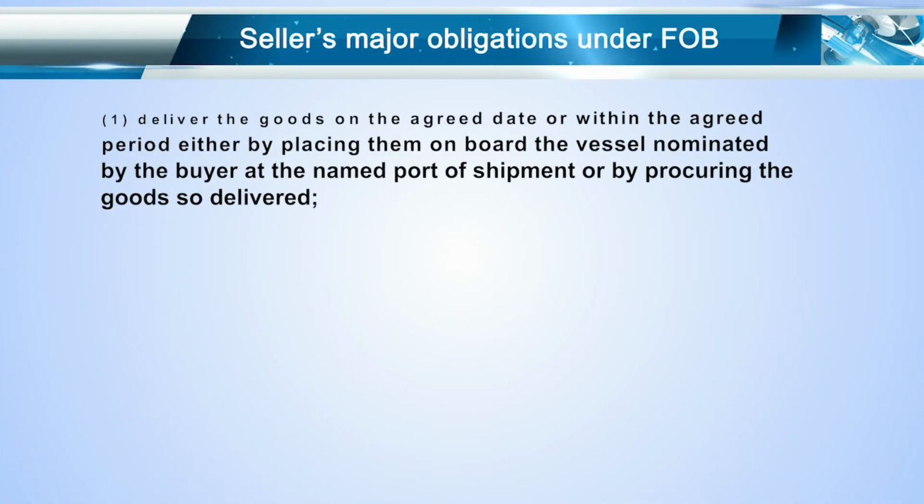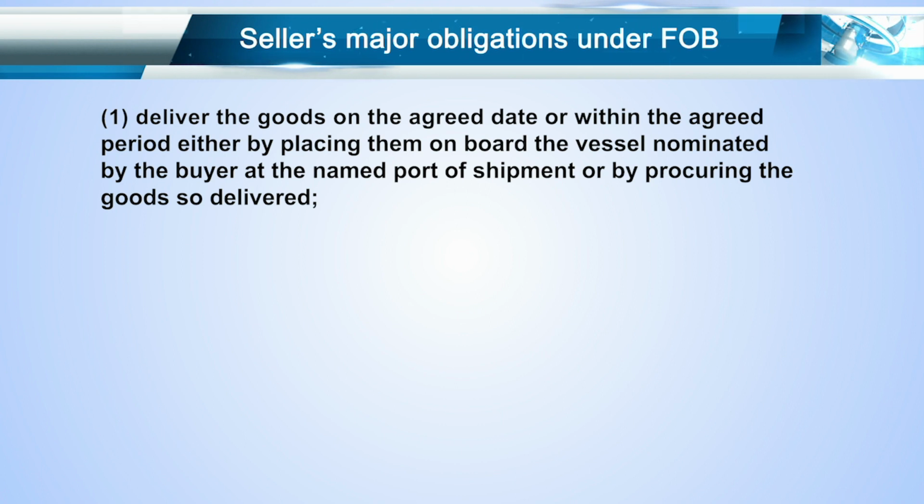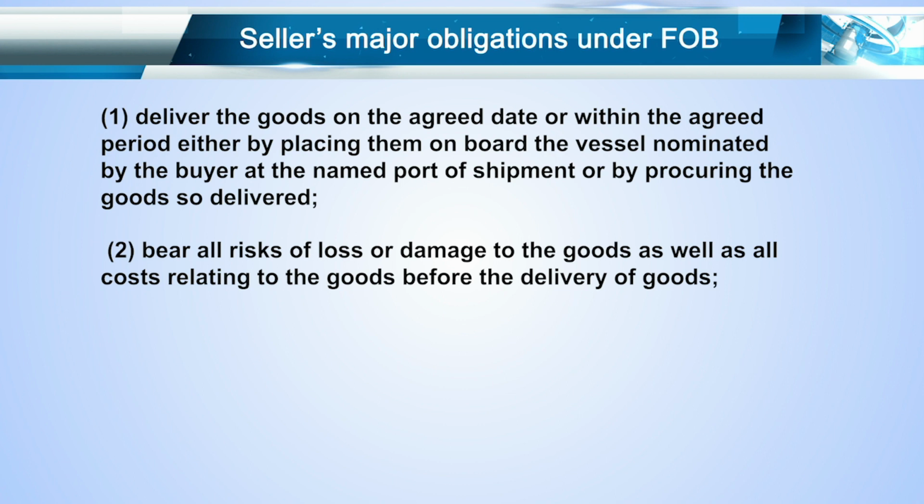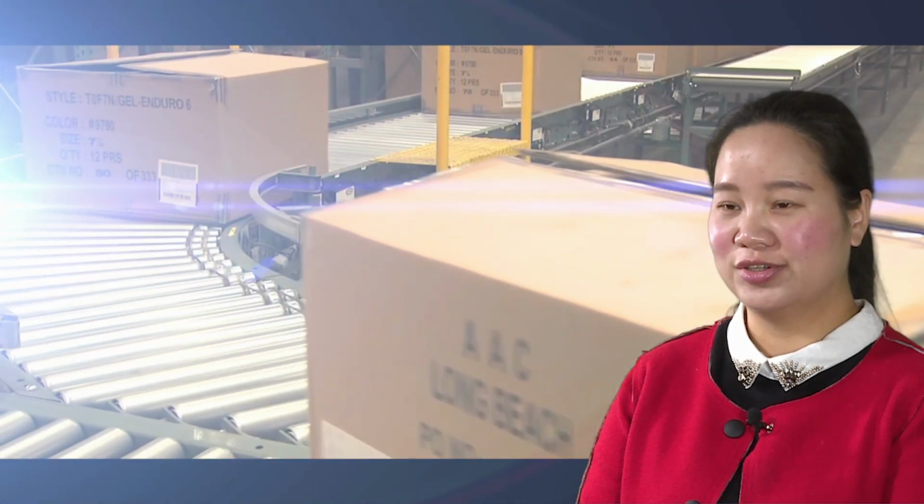Seller's major obligations under an FOB. Under an FOB, the seller must: 1. Deliver the goods on the agreed date or within the agreed period, either by placing them on board the vessel nominated by the buyer at the named port of shipment, or by procuring the goods so delivered. 2. Bear all risks of loss or damage to the goods, as well as all costs relating to the goods before the delivery of goods.